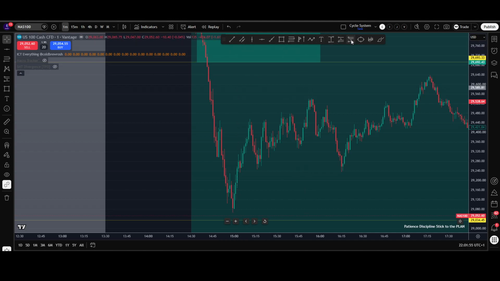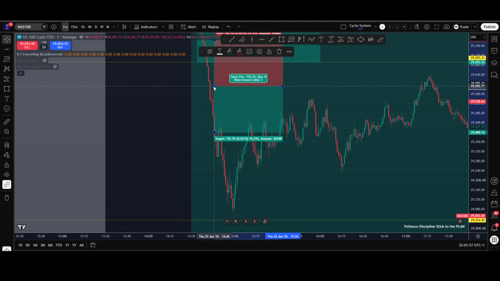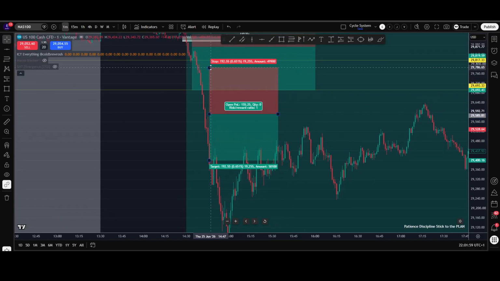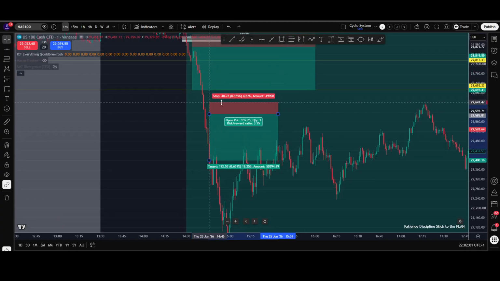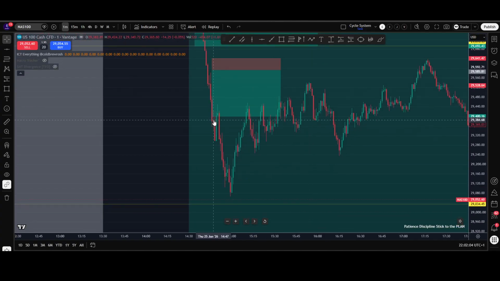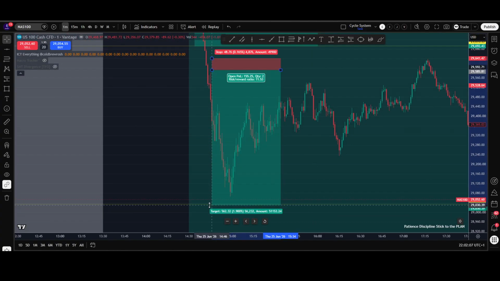So I took a second short. I think it was around here. I trailed the stop really tight on that one because I didn't want to mess about, and called this one live as well in the chat, and that was a 1 to 11.